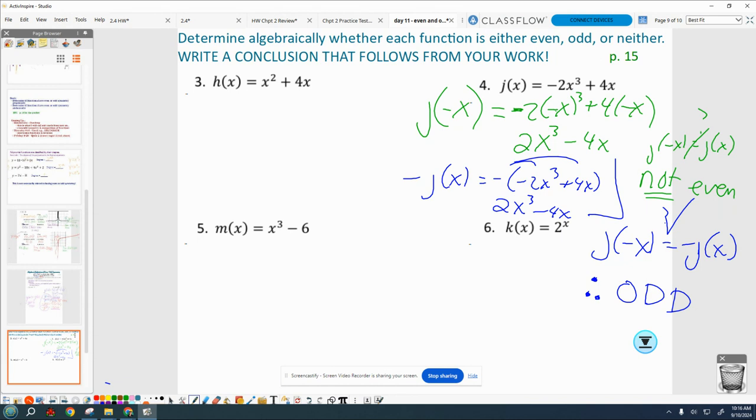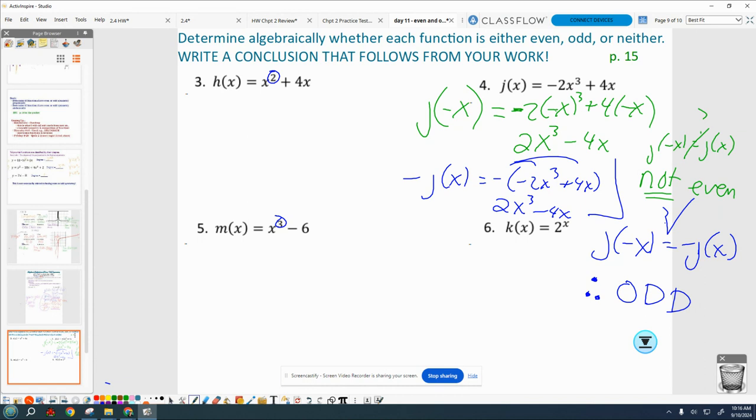So a hint: often, if it's an even exponent, it's either even or nothing. If it's an odd exponent, often it's going to be odd or neither. We can be mean and throw in absolute values, which can make odd functions suddenly even.